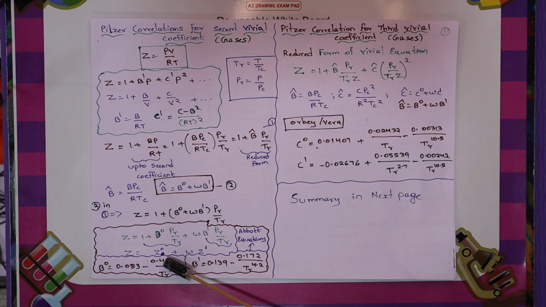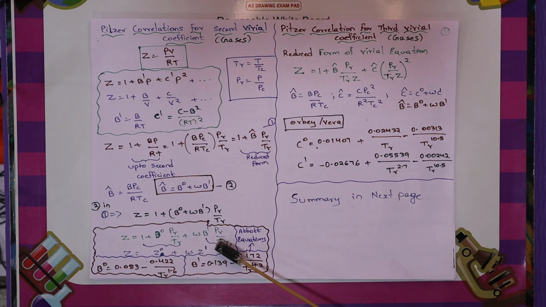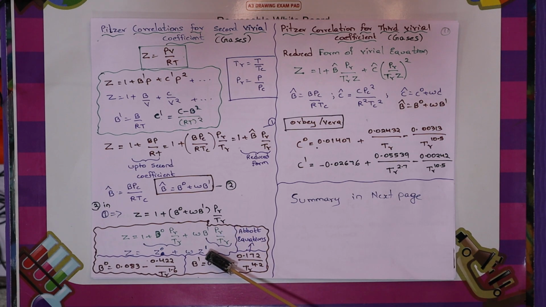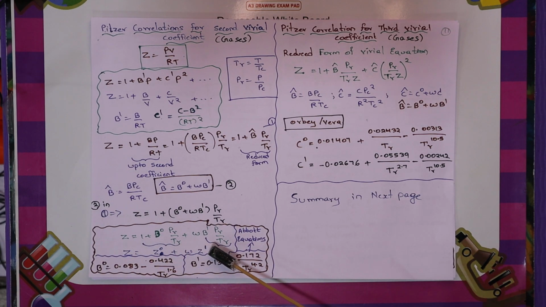Either you go with this kind of equations to estimate the B cap, and the second method is, if you know Z naught can be estimated by 1 plus B naught into PR by TR, that is nothing but Z0, and secondly you can estimate that B dash into PR by TR is nothing but the Z dash. So by calculating Z0 and Z dash and knowing omega, you can calculate Z, or else you can directly use this equation to calculate the Z. It is the same thing.